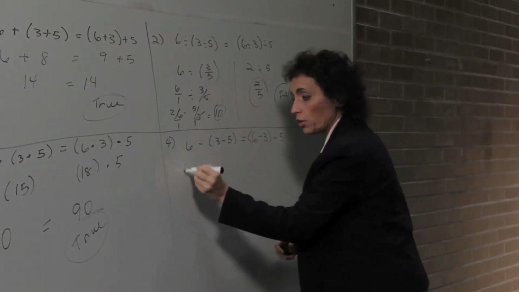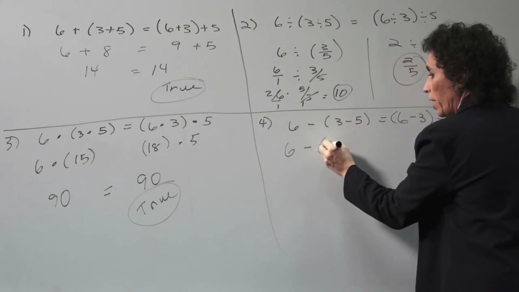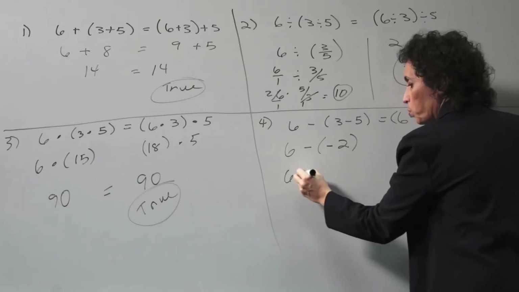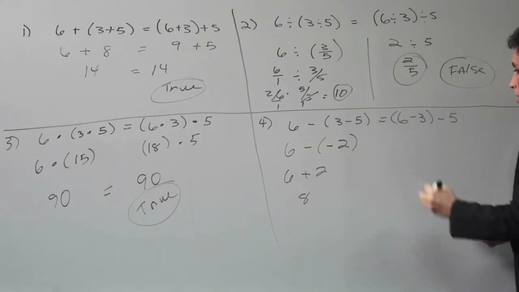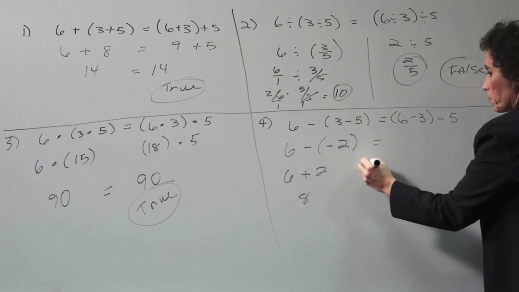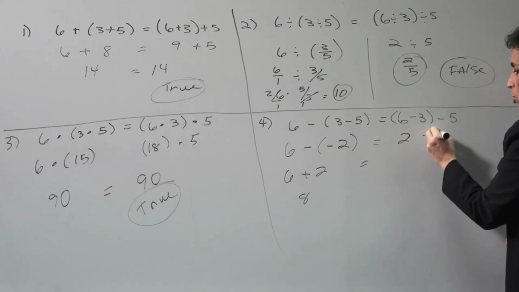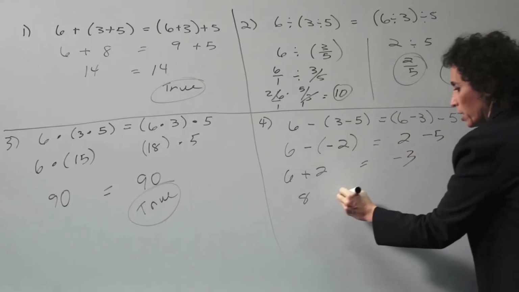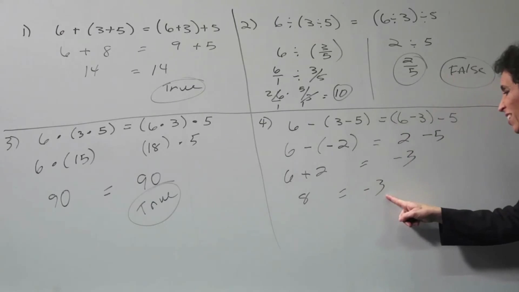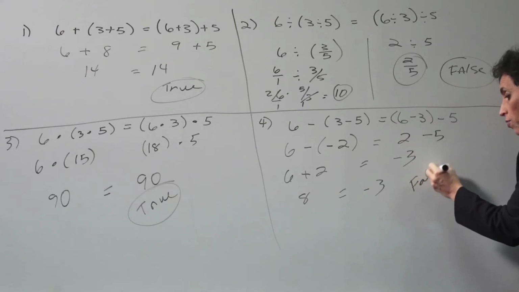Subtraction. Let's take a look at this. I have 3. I owe you 5, so I owe you 2. This is 6 plus 2, which is 8. Let's see what this is. 6 minus 3 is 3. 3 minus 5 is -2. So this side, the right side, is -2. So this is, again, false.